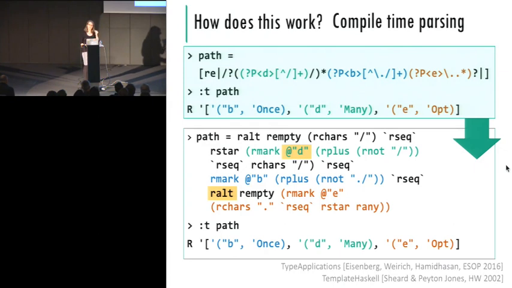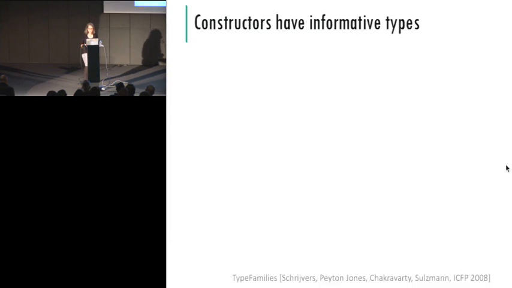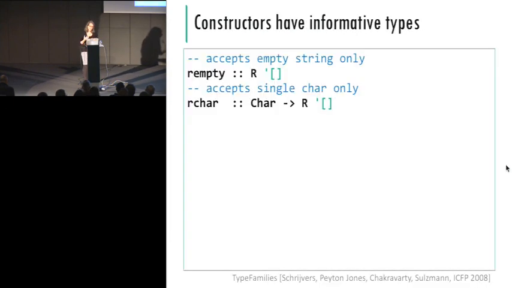That's a type level string, so I need to give that explicitly. So anytime you see an at sign, I'm doing a type instantiation, not a normal function application. Okay, so here are these constructors, right? And so this is my library of regular expressions that has this interface. This interface tells me about what the capture group is.